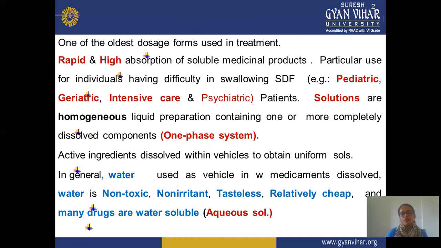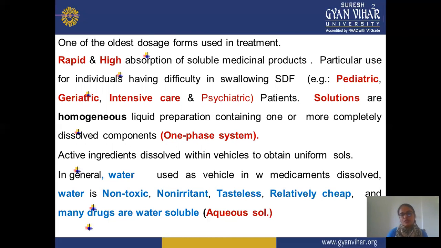The oldest dosage form used in treatment, offering rapid and high absorption of a soluble medicinal product, is of particular use for individuals having difficulty in swallowing. Examples are pediatric, geriatric, intensive care, and psychiatric patients. It means these liquid dosage forms are highly used. This is also an appropriate drug formulation, and it's largely used if a person has difficulty taking the drug, like pediatric, geriatric, intensive care or psychiatric patients. In this condition, we prepare this liquid dosage form, and it's easy compared to any other type of dosage form.